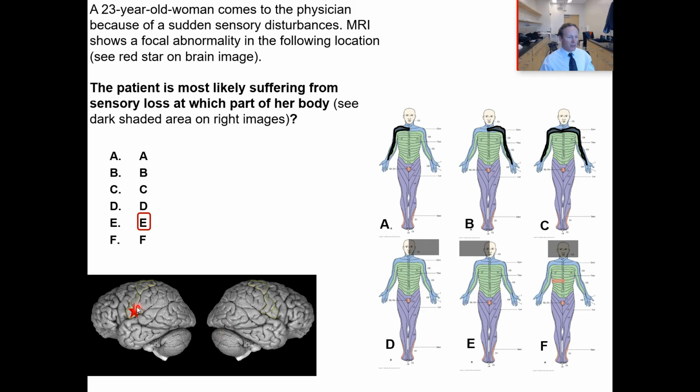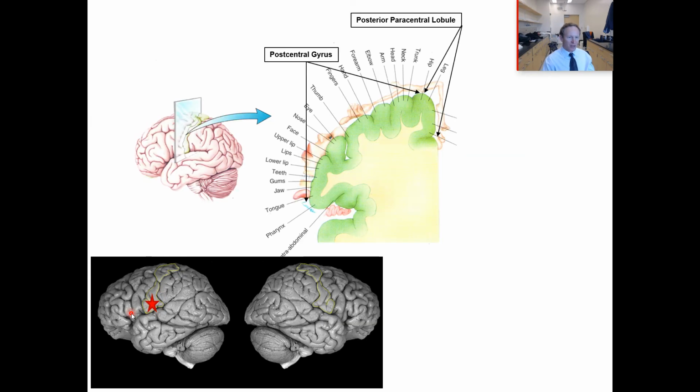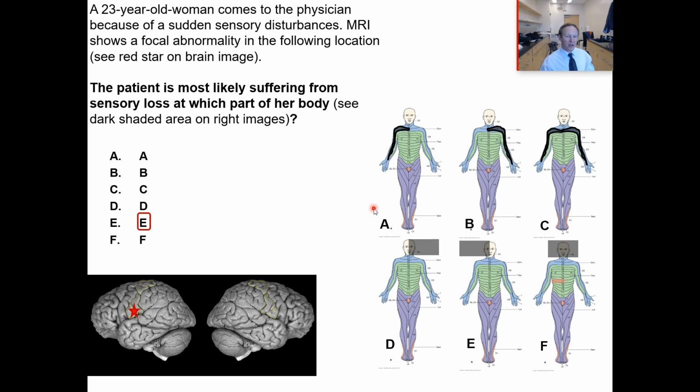Now you look at the somatotopic organization, and you can tell that here is the homunculus, right? And this area represents the face. Looking at the available options, this will be the face, and it will be the face on the right side, which is E.